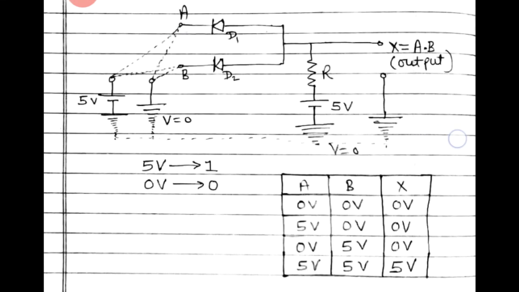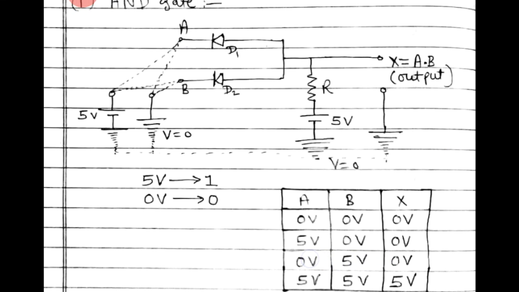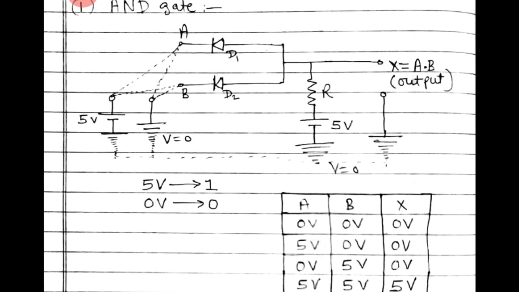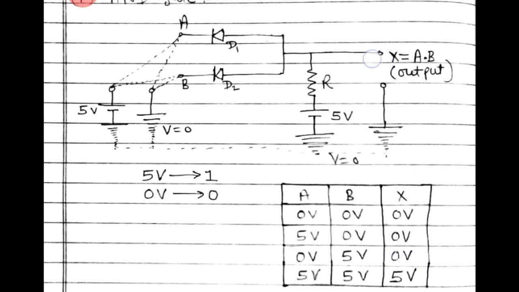Now the third case is similar to the second case, so we can discuss it like above. In this situation also there will be an output of 0 volt at point X.